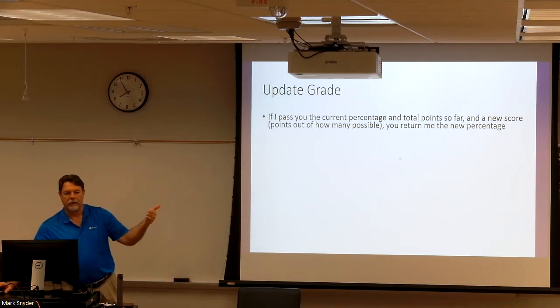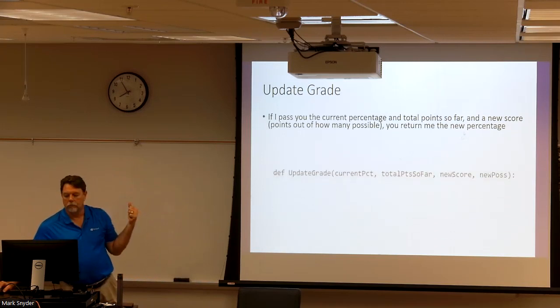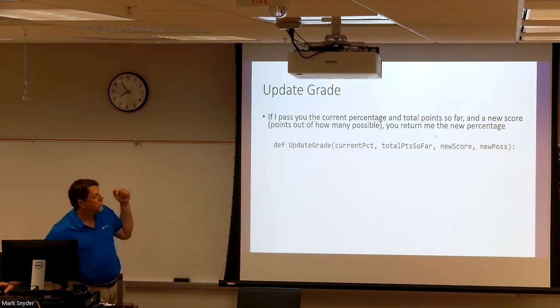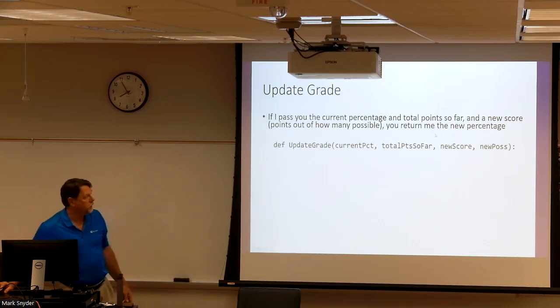So percentage, that's going to probably be a decimal value. Total points, integer. And then points correct out of points possible, a couple more integers. So 4 values input, 1 value output, and it's going to be a percentage, so a decimal. Okay, here's my function definition for parameters.